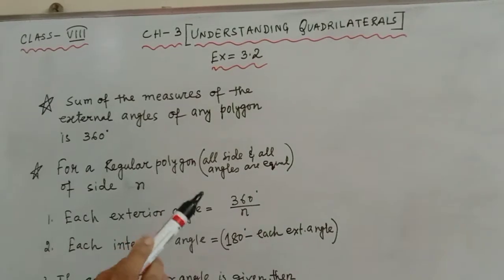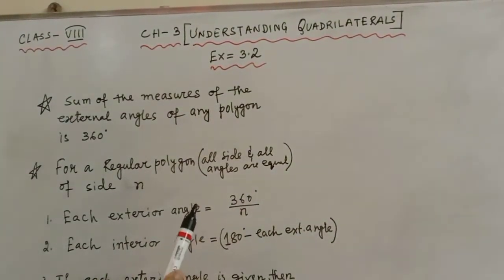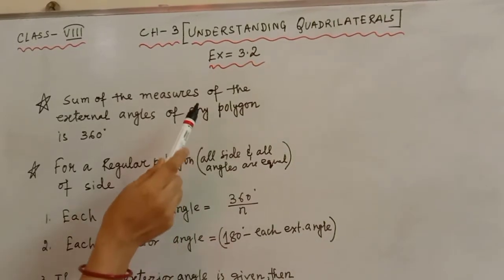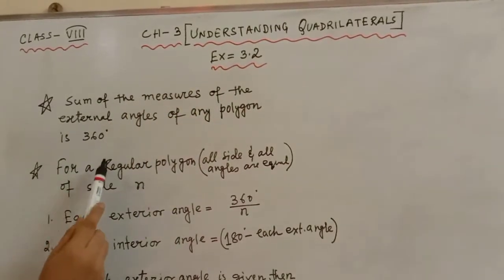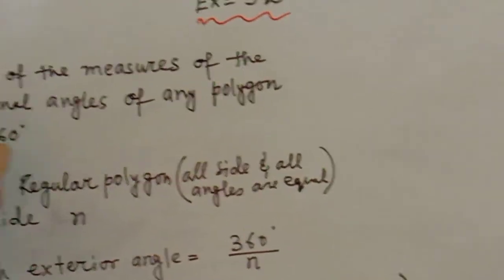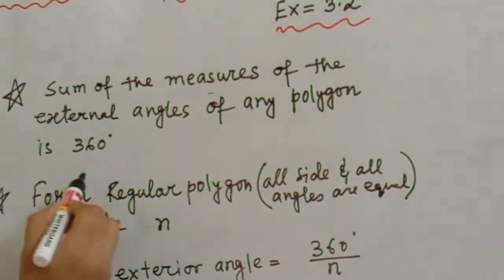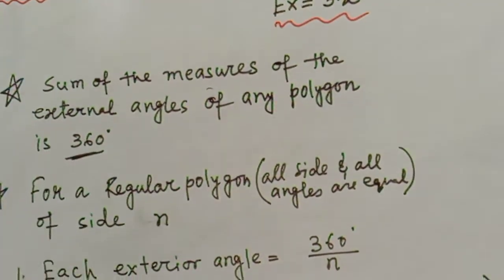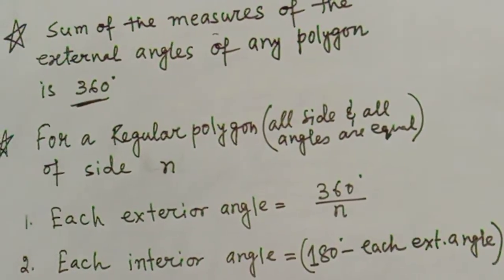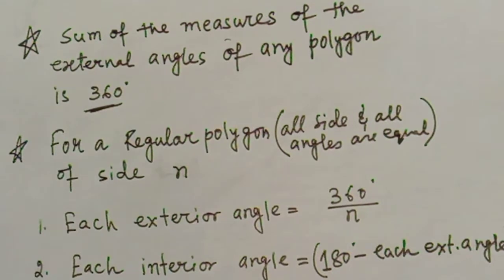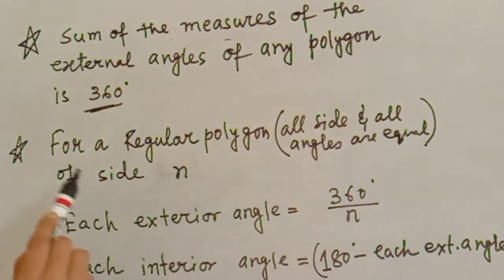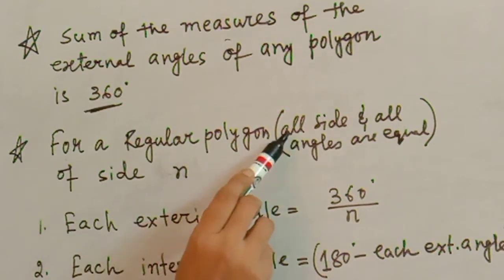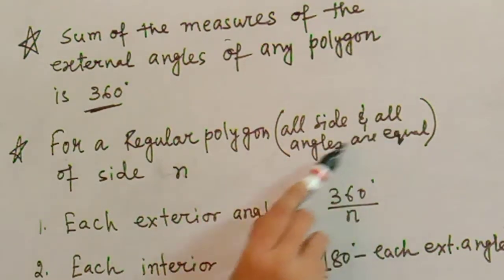So after discussing that the sum of the exterior angles is equal to 360 degrees, we will start our exercise 3.2 from chapter 3, Understanding Quadrilaterals. Before starting this, the sum of the measures of the exterior angles of any polygon is 360 degrees. We have already proved it by practical work. It is very important, so I have given an asterisk sign and a star here. Now for a regular polygon, you know that a regular polygon means all sides and all angles are equal. A small definition I have given here.